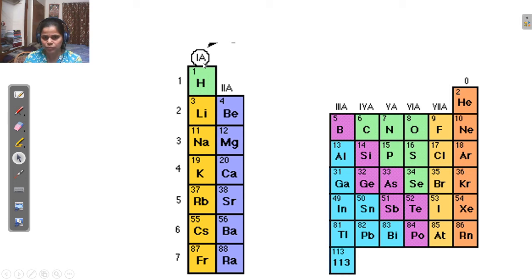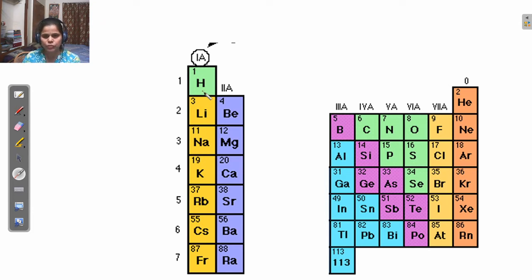The other name of the groups is 1A. Group 1 is 1A, then 2A, 3A, 4A, 5A, 6A, 7A, and this is the zero group. Understand? So let's study the 1A group.